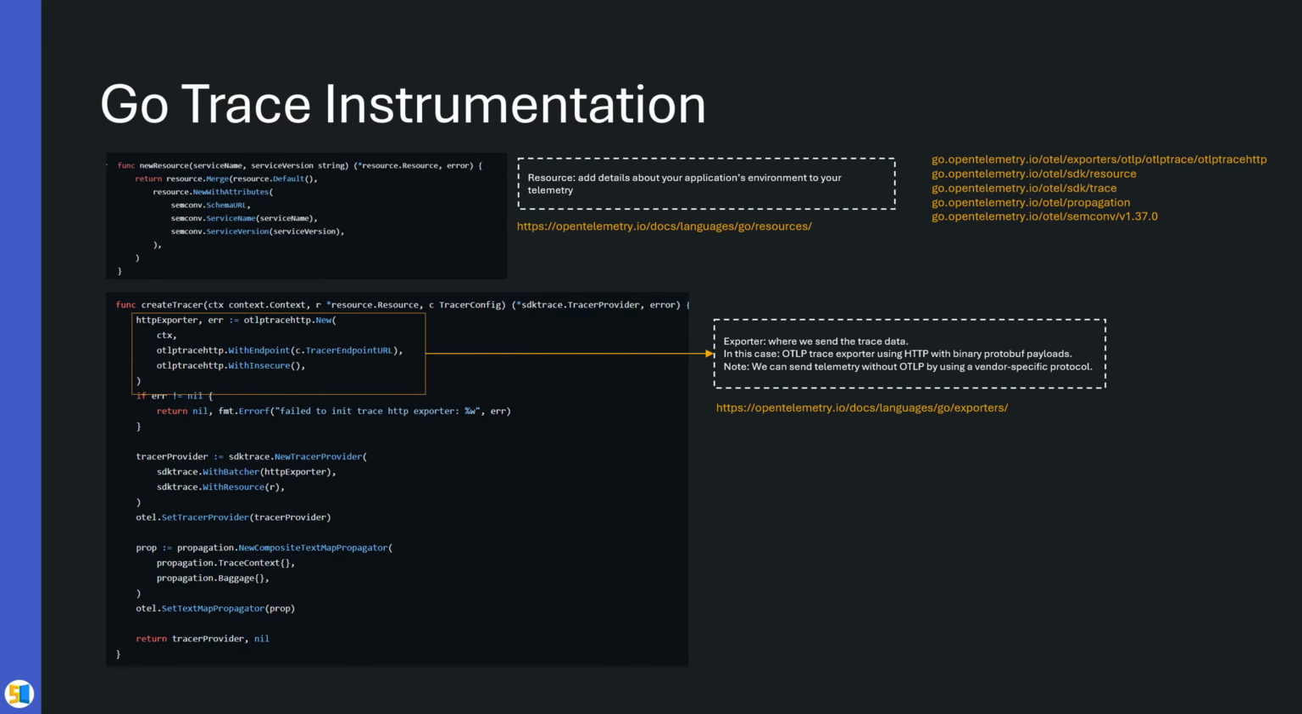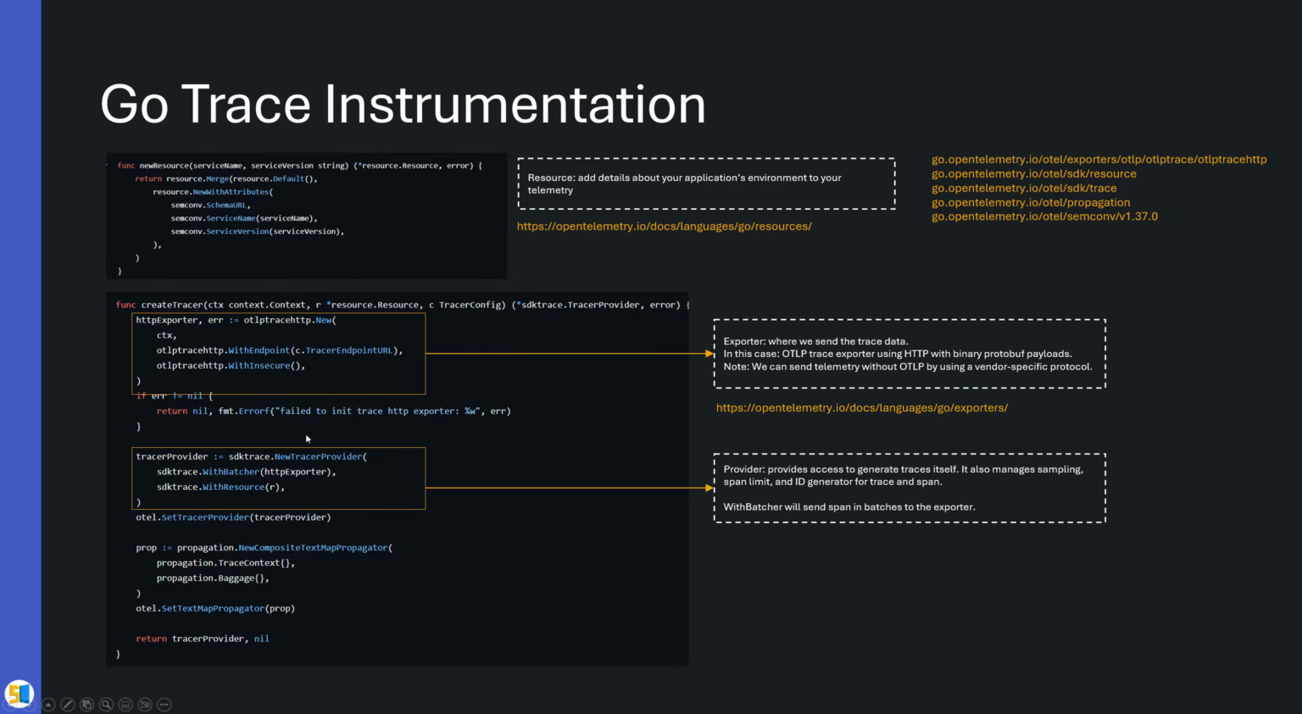Okay, the first step is to initialize the exporter where we want to send the trace data. In this example, I use the HTTP exporter, which uses OTLP, sending the trace data using HTTP with binary protobuf payloads. Note, we can send telemetry without OTLP by using a vendor-specific protocol if we want to.